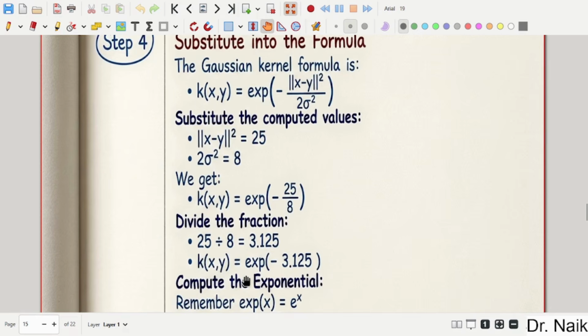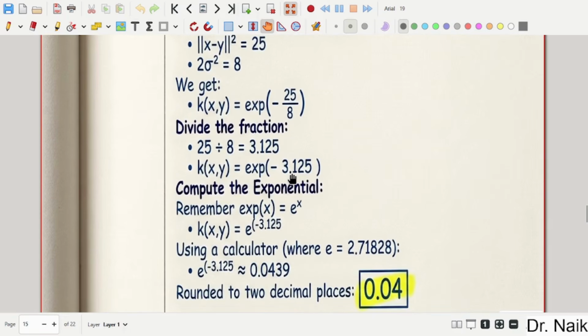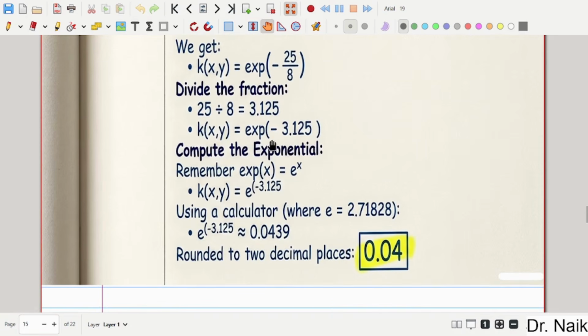So k of x, y is equal to exponential of minus 3.125. That means exponential of x means e raised to x. E is given as 2.71828. So e raised to minus 3.125 is approximately equal to 0.0439. Rounding it to 2 decimal places, our final answer is 0.04.